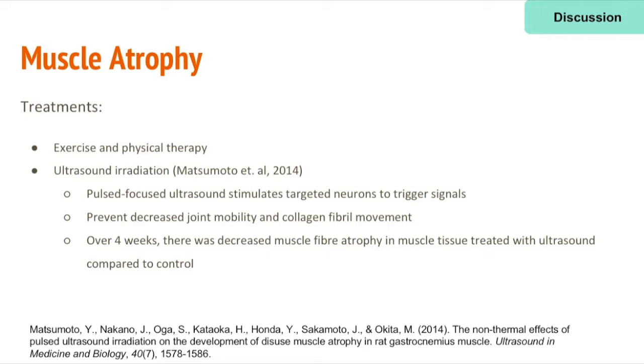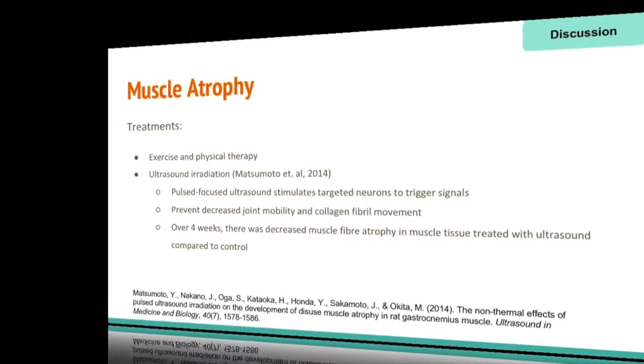Various treatments are in place to treat muscle atrophy. Conventional treatments would include exercise and physical therapy to strengthen the muscles, while more novel treatments include the use of ultrasound irradiation. From this paper by Matsumoto et al., the pulse-focused ultrasound stimulates targeted neurons to trigger signals and could prevent decreased joint mobility and collagen fibril movement. After the study was conducted for a period of 4 weeks, there was decreased muscle fiber atrophy in the muscle tissue treated with ultrasound as compared to those that were untreated with ultrasound.